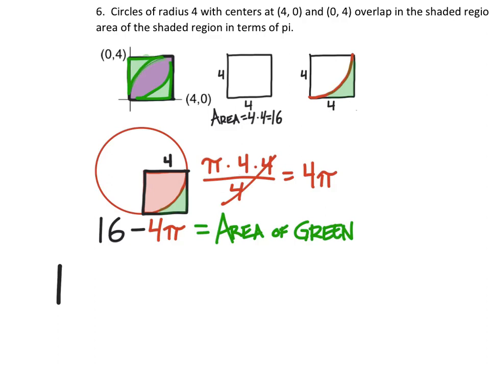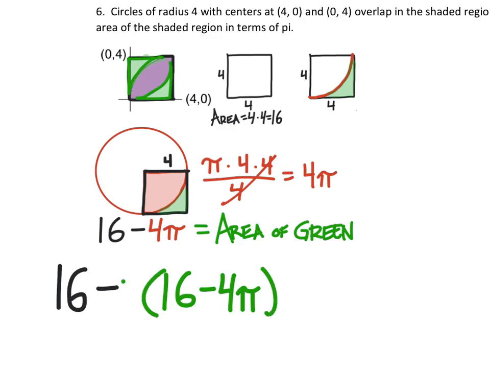So again, I start with the area of the square. I'm going to subtract the area of the green, which is 16 minus 4 pi. But don't forget, we have two of those, so I need to put two of them in parentheses. Now you could have said, well, I'm going to subtract it once, and then you could have subtracted it a second time over here, but I'm going to use the distributive property just to make this a little bit easier.